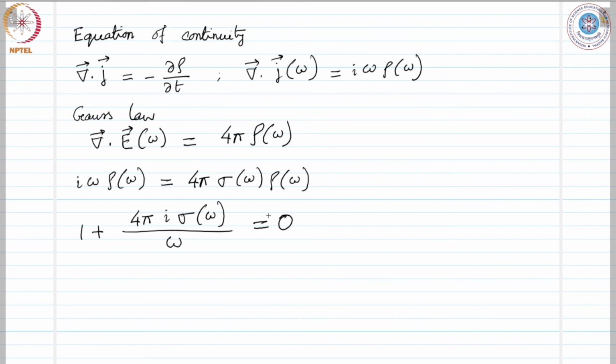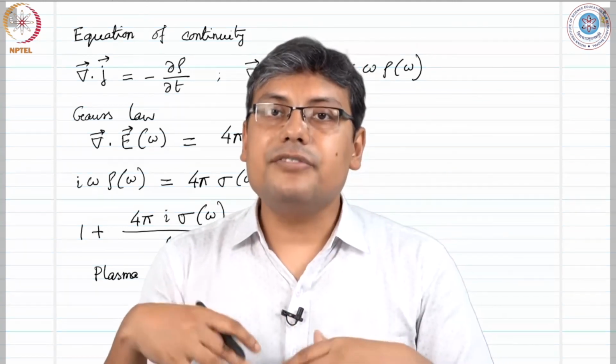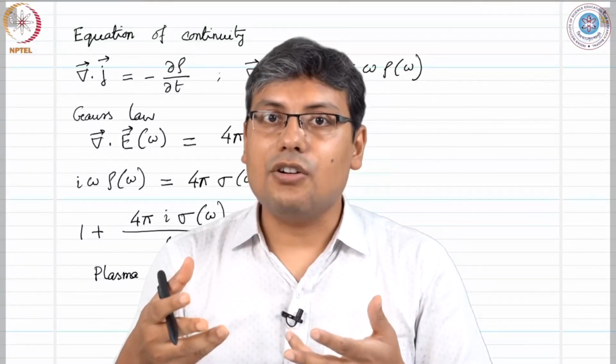Now, what does this mean? This means a charge density wave is created for the propagation of the electromagnetic wave. So, there is a charge density of the electrons in the system, and that charge density itself oscillates when the electromagnetic wave propagates through the metal. And this kind of oscillation is called the plasma oscillation.